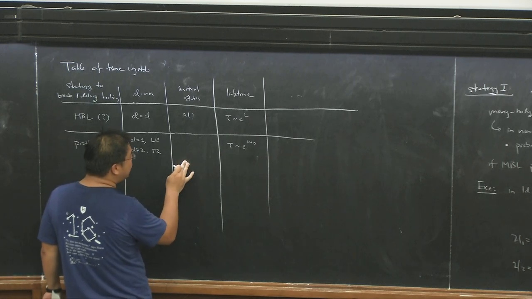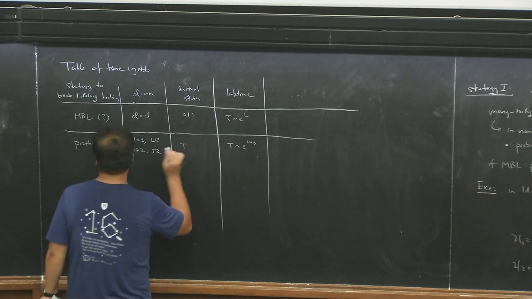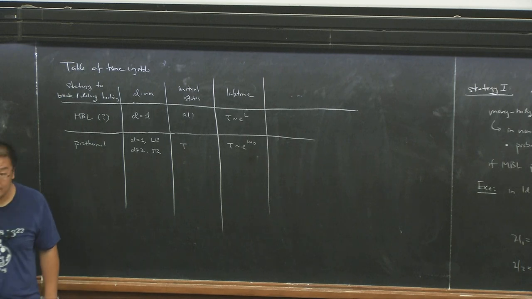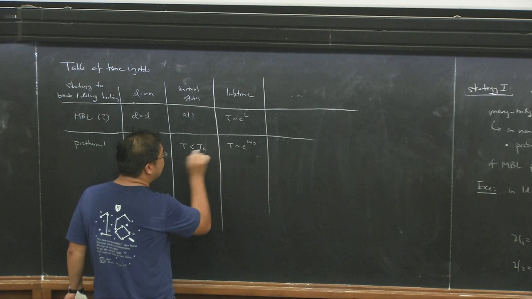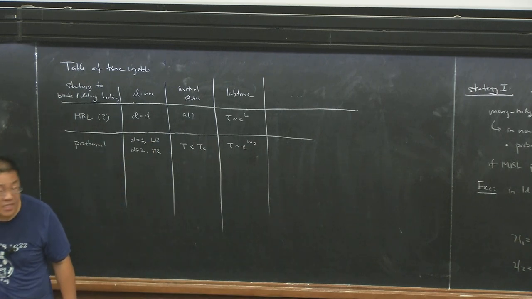The initial states here, because it's pre-thermal, it ultimately has to be, again, related to the ability to break this internal Z_M symmetry. So it turns out that it's only a finite subset of states below the transition temperature associated with the Z_M symmetry breaking.